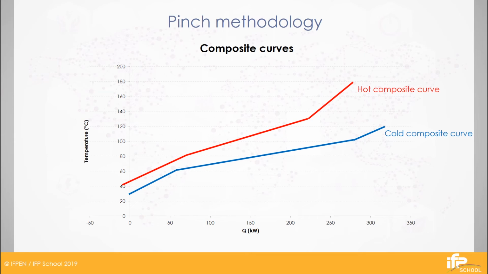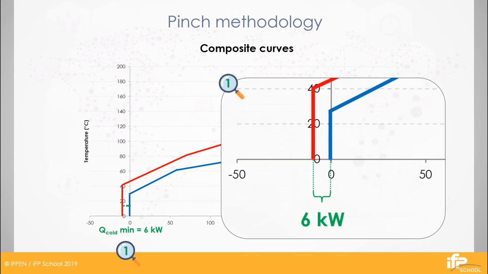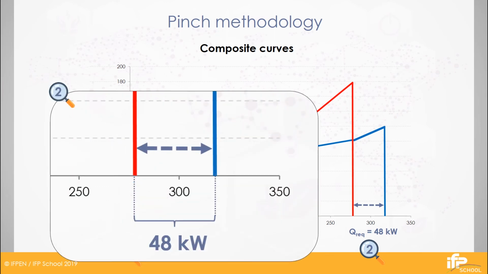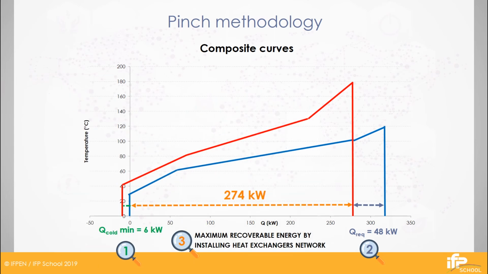These 2 graphs give us a lot of information. We can calculate the minimum cold utility needed to run the process. Here, 6 kilowatts. We can calculate the minimum energy required to run the process. Here, 48 kilowatts. It's the quantity of hot utilities needed, like steam from a boiler or heat from a furnace. In the center of the graph, you can read the maximum energy you can recover by installing a heat exchanger network. Here, 274 kilowatts of energy could come directly from the process itself and reduce CO2 emissions by saving hot utilities.